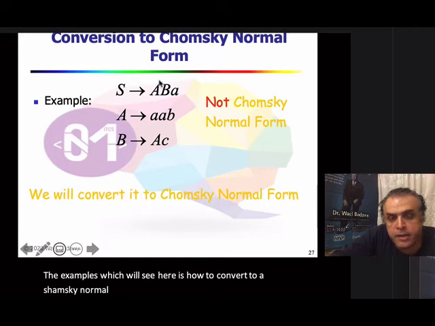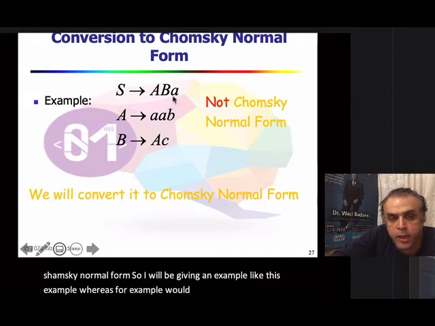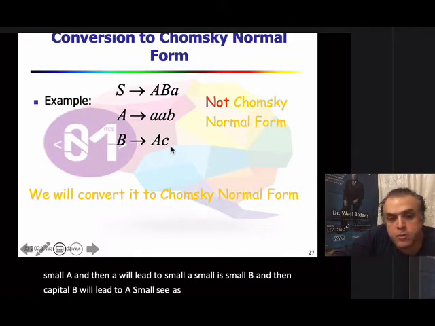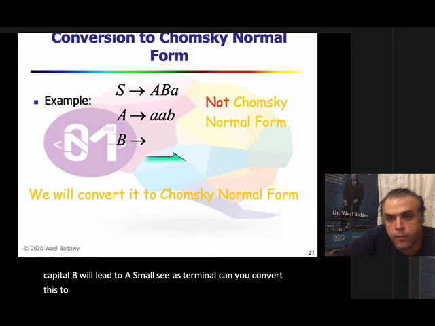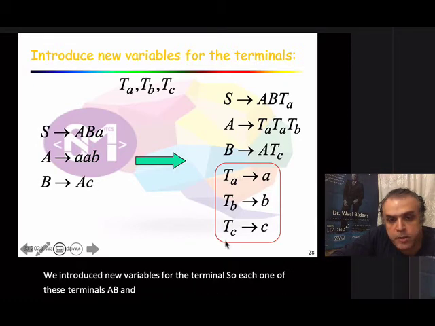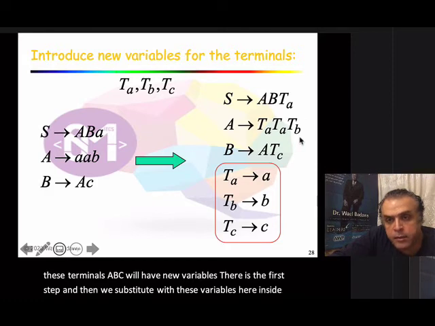I will give an example where S will lead to capital A, capital B, and small a, and then A will lead to small a, small b, and then capital B will lead to A, small c as a terminal. Can you convert this to Chomsky normal form? We introduce new variables for the terminals. So each one of these terminals, a, b, and c, will have new variables. This is the first step. And then we substitute with these variables inside the actual grammar.